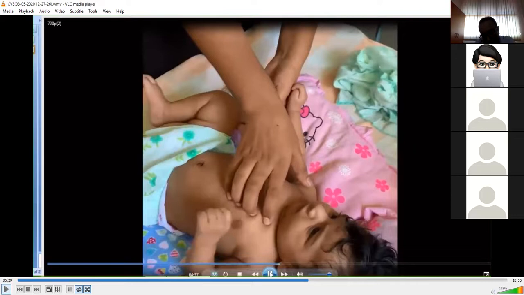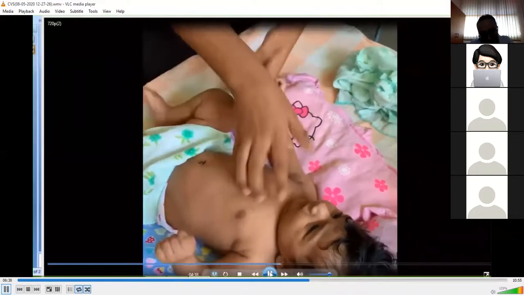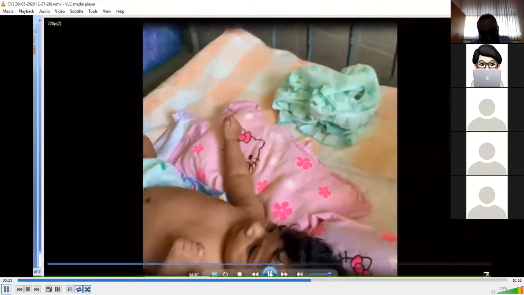Now what is she looking for? She has put the 4 fingers at the side of the sternum. And what is she looking for? Parasternal heaves. Parasternal heave, excellent. And she did not find any heave as well. There's no parasternal heave.